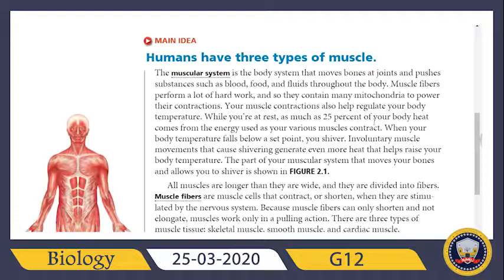Now, how the muscular system or the muscles help in regulating your body temperature. For example, if your body temperature falls below a set point, you shiver. The shivering action, the involuntary muscle movement, generates even more heat. When you shiver, your muscles are actually contracting to generate heat to raise your body temperature. So this is another cool feature of the muscular system.